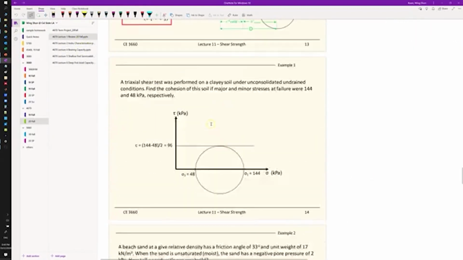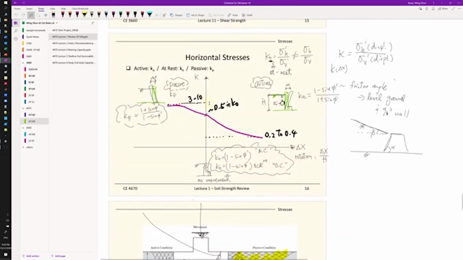So if we go back to the very first one at the beginning of the semester, right here, we talk about the horizontal stress, which is the K parameter. You have three states: either at rest, passive, or active. But it depends on how much displacement you have into or away from the soil, and these are functions of the movement. So that is the horizontal stress, and the K is the lateral earth pressure. If you want more information, I highly recommend you go back to lecture 1, slide 16, and listen to the lecture again.